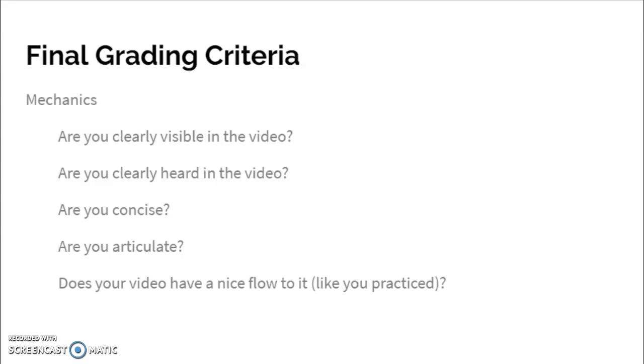And then the last mark that you will get will be on the mechanics. So how you've crafted the video. Are you visible? Can we see you? Can we hear you? Are you clear and concise? Are you articulate? And does the video flow nicely like you've actually practiced it? So you'll get some points based on the construction of the video itself.